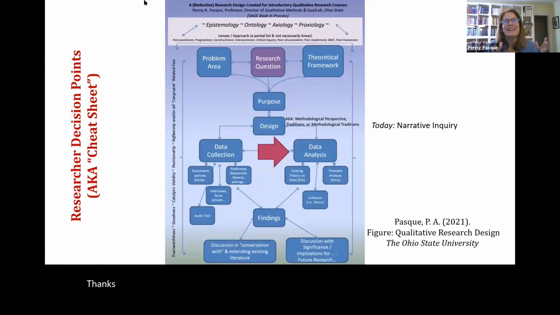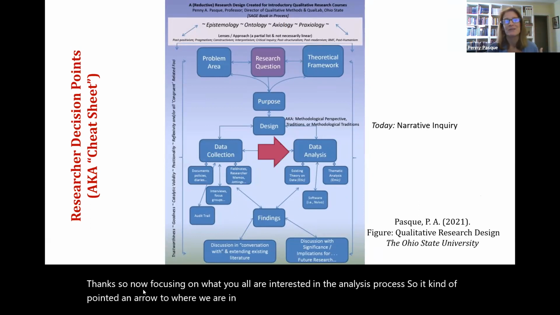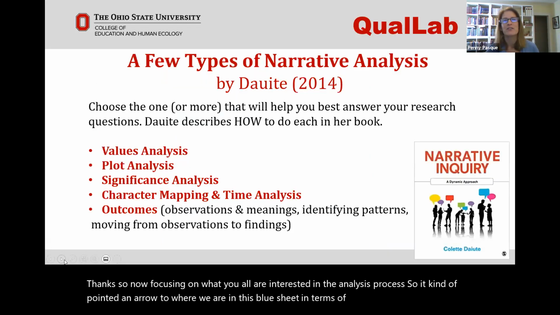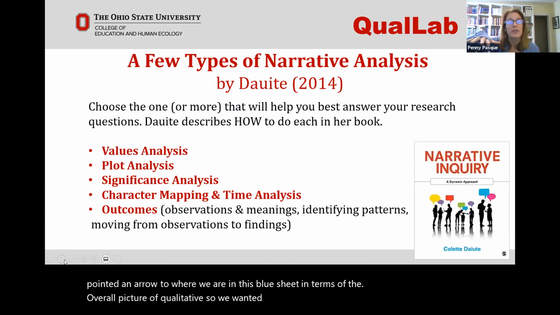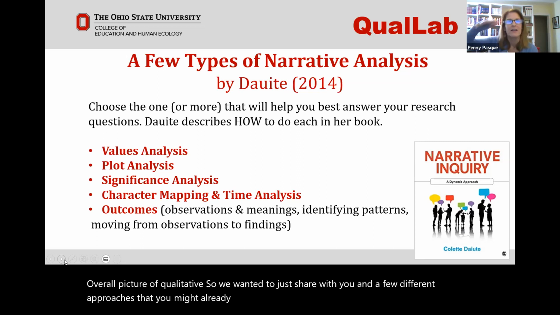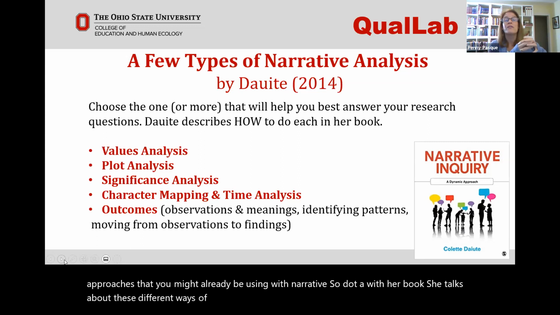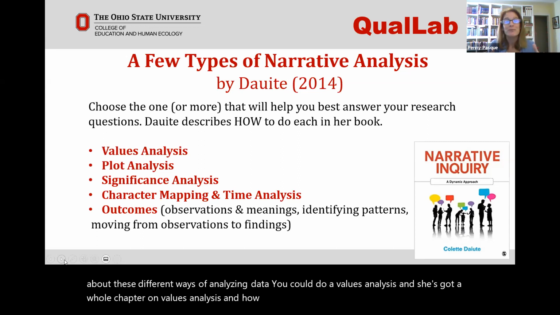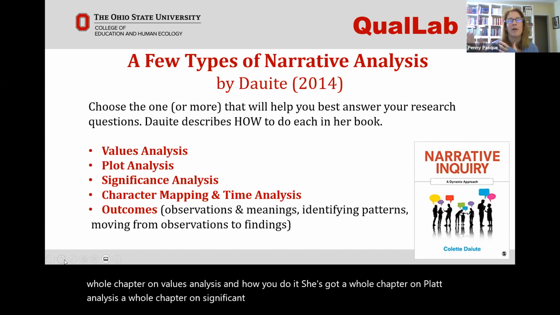So now focusing on what you all are interested in, the analysis process. I pointed an arrow to where we are in this blue sheet in terms of the overall picture of qualitative. We wanted to share with you a few different approaches that you might already be using with narrative. So Dates, with her book, talks about these different ways of analyzing data. You could do a values analysis, and she's got a whole chapter on values analysis and how you do it. She's got a whole chapter on plot analysis, a whole chapter on significance analysis. What is significant about those stories?